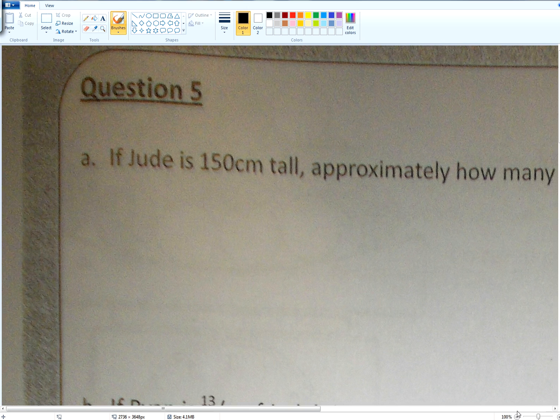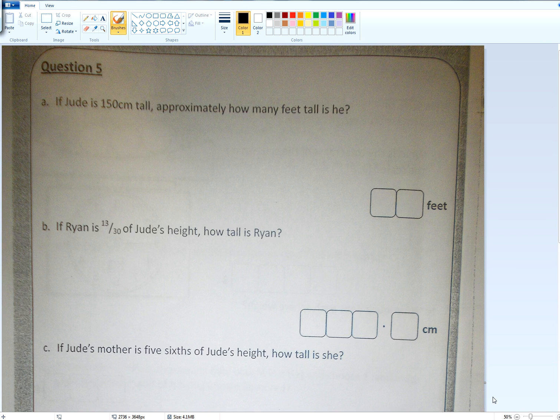Okay. Question number 5. If Jude is 150 centimeters tall, approximately how many feet tall is he? Now, what do we know? About conversion, remember this measurement is a metric measurement, and feet is called an imperial measurement. So we need to know the conversion between centimeters and feet.